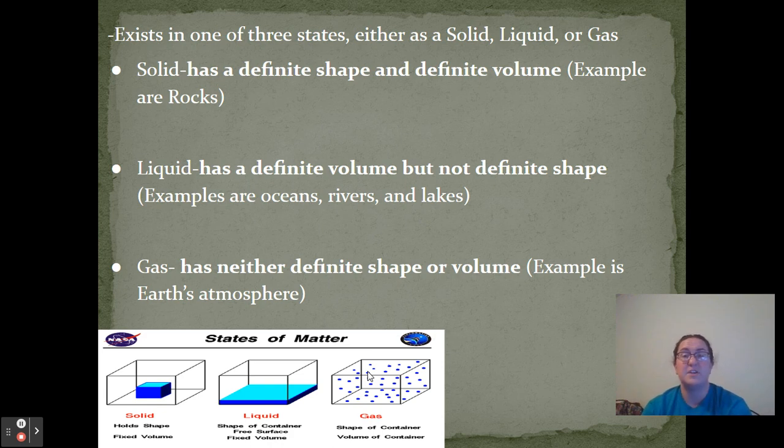Solid has a definite shape and definite volume. Liquid has a definite volume, but not a definite shape. And gas has neither definite shape nor volume. So our rocks are going to have a definite shape and definite volume. Whereas our liquids, like our cups of water, are going to have volume, but they take in the shape of whatever they're in. And gas has neither definite shape nor volume. We do not see the air molecules in our air, but we have it in here.